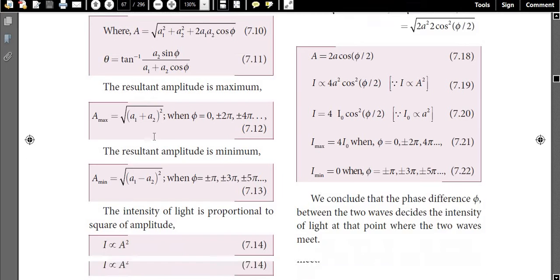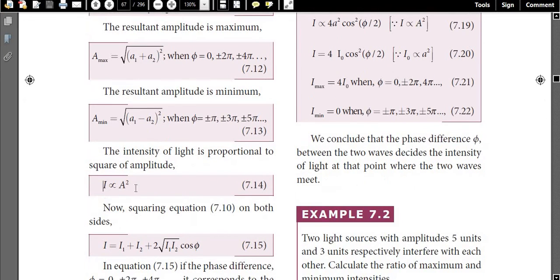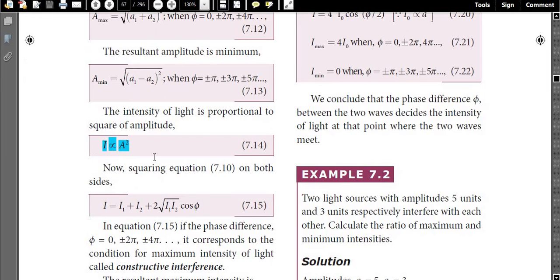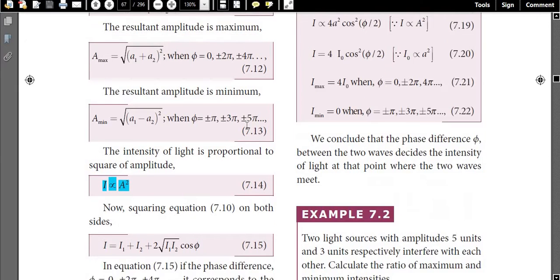So the intensity formula is very, very important. The intensity of light is proportional to the square of amplitude. I is directly proportional to A square. That means the intensity is directly proportional to the square of amplitude. This is a very, very important formula, children. Please note it down. Now squaring equation 7.10.